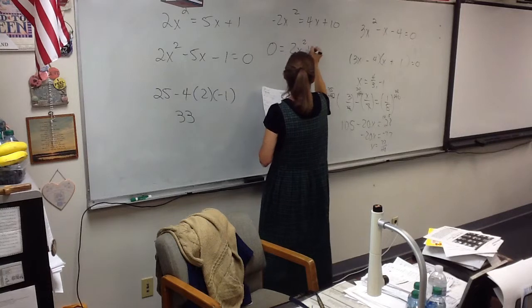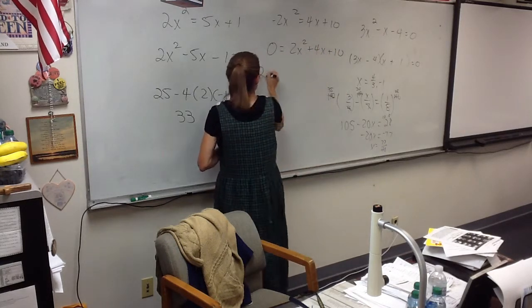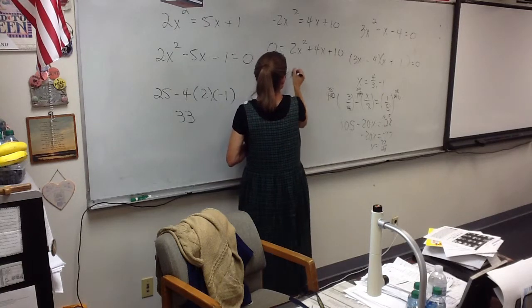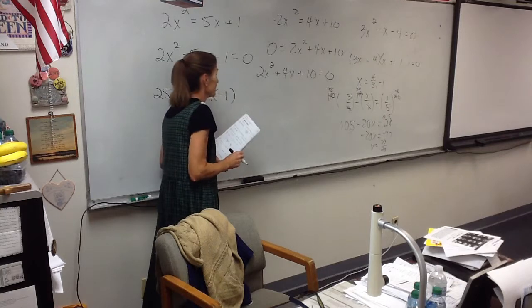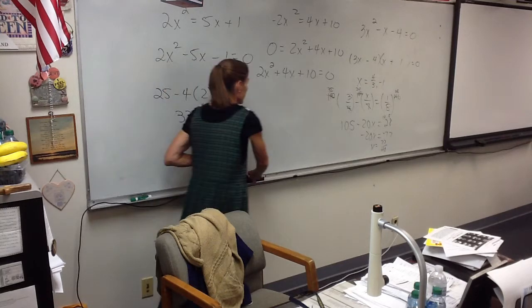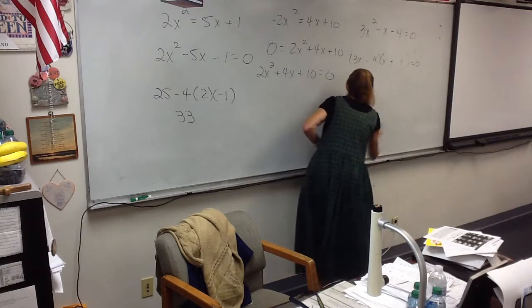First thing, I'm going to set it equal to 0. That equation's backwards for me, so I'm going to turn it around. All right, so there's my equation. Now I'm going to complete the square. So what am I going to have to do to complete the square? Divide by 2. I'm going to divide everything by 2.